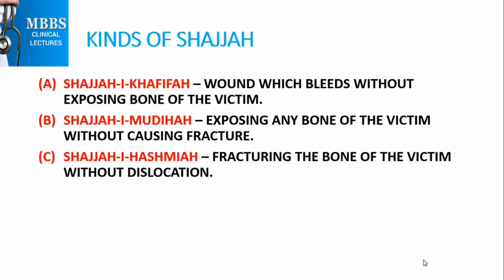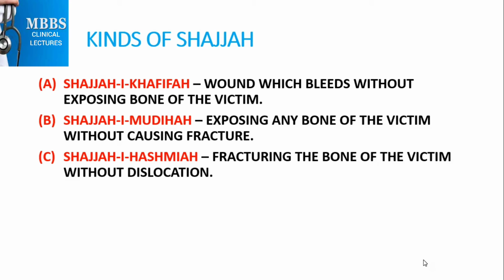Number 2 injury is shaja-e mudiha, again step by step, that if through the injury exposing any bone of the victim without causing fracture. If we look through the injury which bleeds, then we are able to visualize the underlying bone, but that bone is not fractured, then this injury will be known as shaja-e mudiha. And number 3 is shaja-e hashmiya.